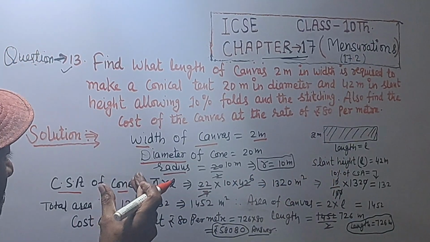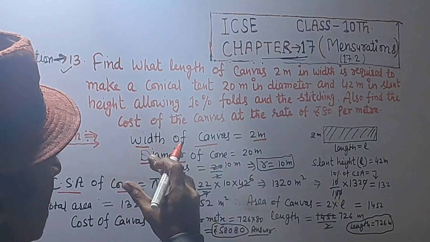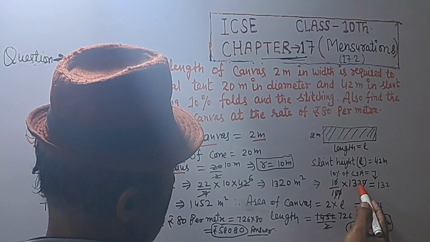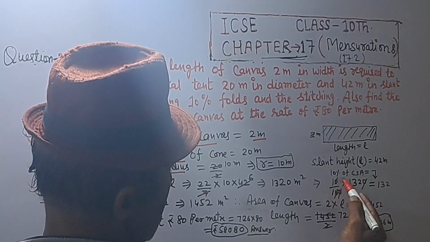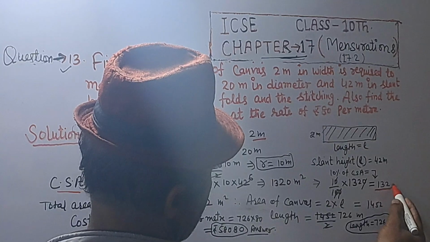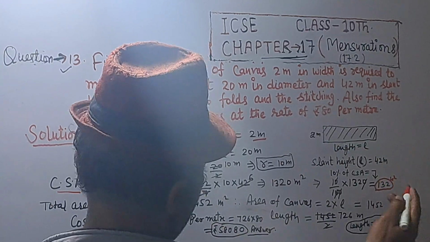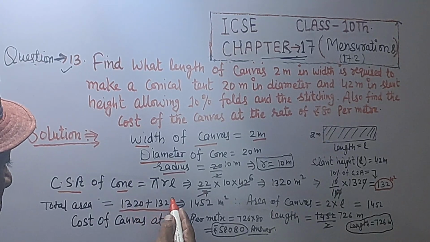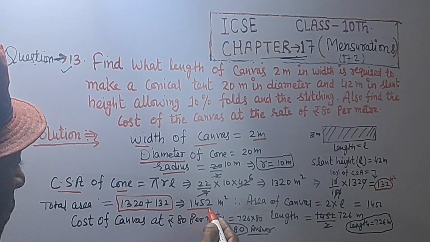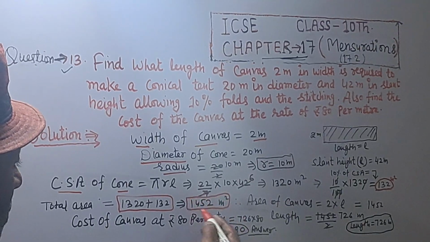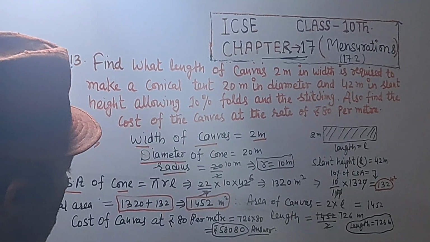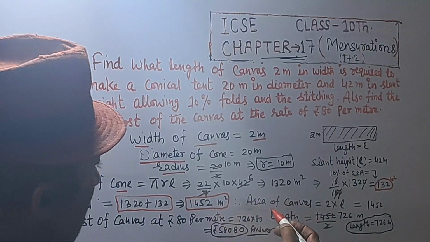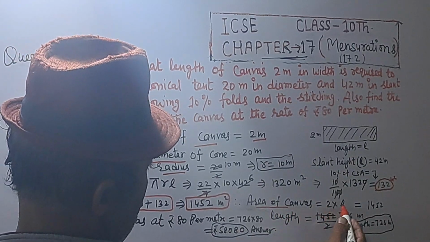This is the curved surface area of cone, and allowing 10% folds, 10% of curved surface area is equal to 10 upon 100 into 1320. 0 is cancelled, 0 is cancelled, that is equal to 132 meter square. And total area is equal to 1320 plus 132 meter square, that is equal to 1452 meter square, allowing 10% folds. And area of canvas is length into breadth.